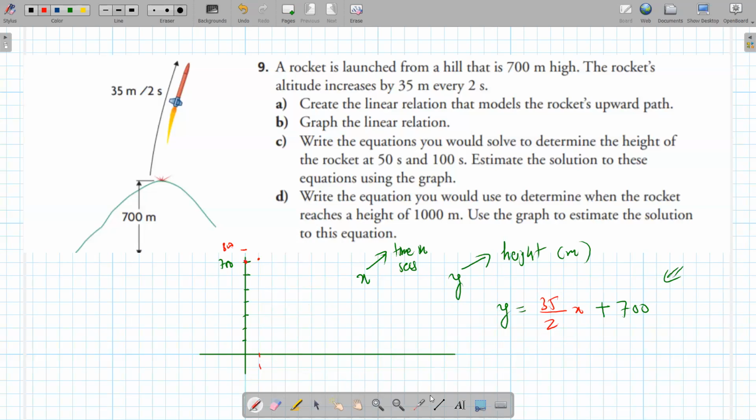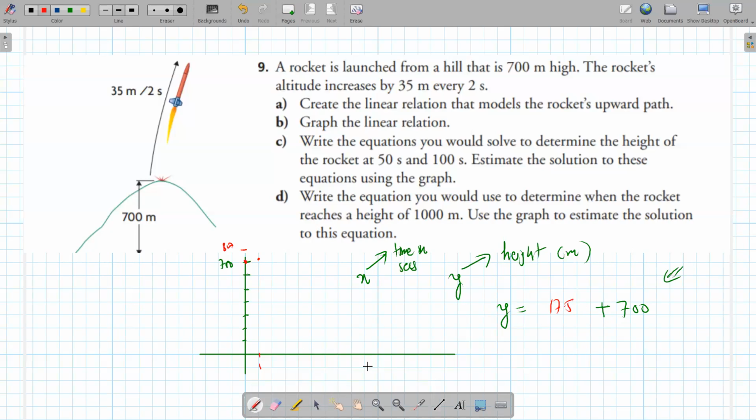Oh, because it's all over 2. Yeah. So we would go 35 up and 2 to the right if we use this. Wouldn't it have to be plus 700? Yeah, from 700 though. You start at 700 and then you go 35 up and then 2 to the right. But we just divided it and we would use 17.5.